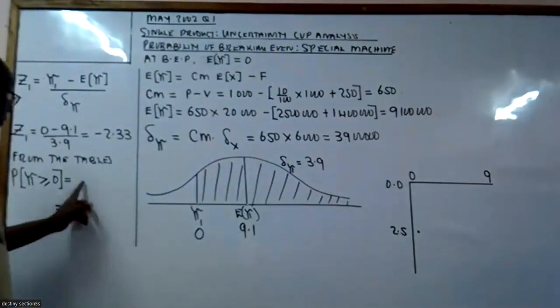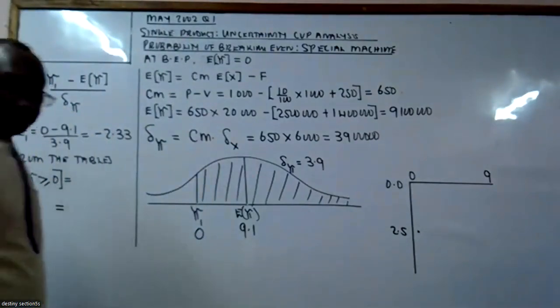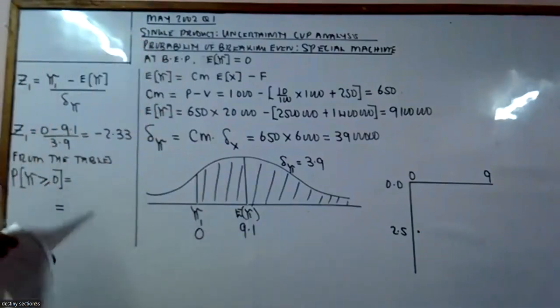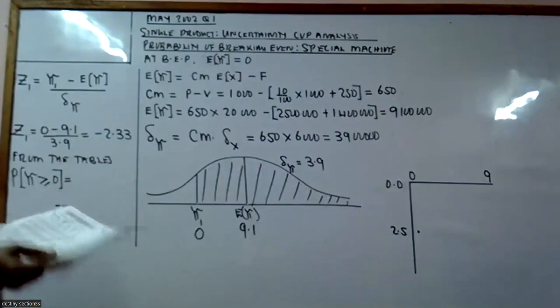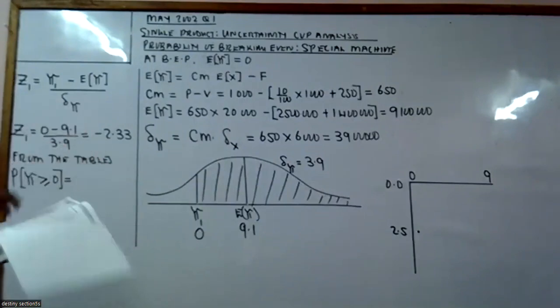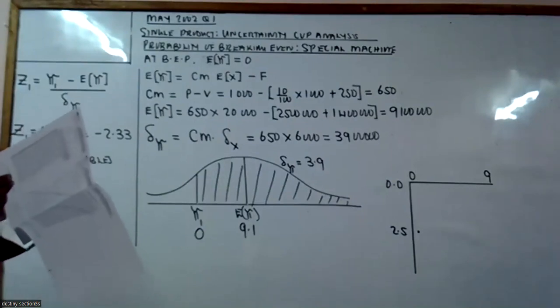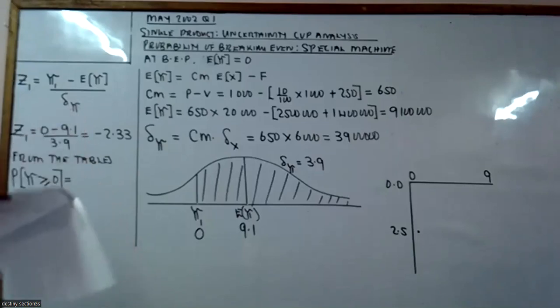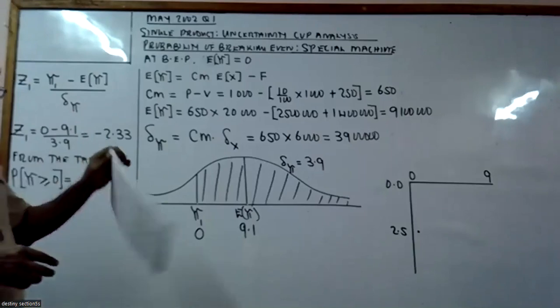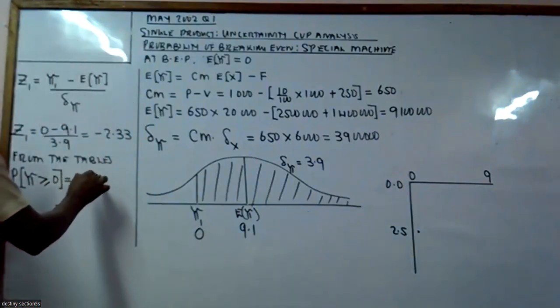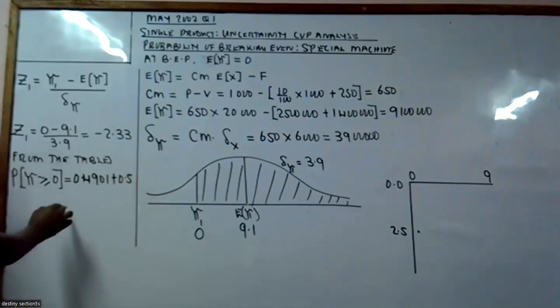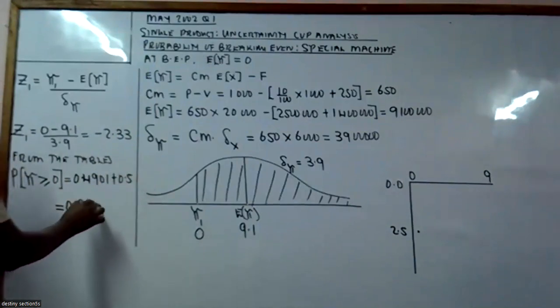So what are you getting here? 2.33. 0.4901. So 0.4901 plus 0.5 gives us 0.9901.